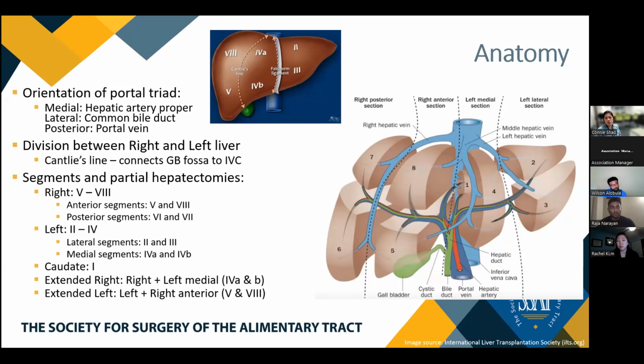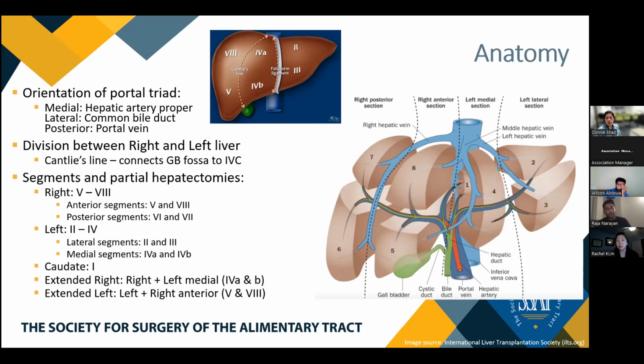So the right liver is composed of segments 5, 6, 7, and 8. It goes in a clockwise fashion, starting from the anterior lower side. The anterior segments include 5 and 8, with segment 5 being below segment 8, and like I said, going clockwise from there. The left segments include segments 2, 3, and 4, with 4 being the medial segment and also sectioned into 4A and 4B. The most lateral segments are segments 2 and 3.